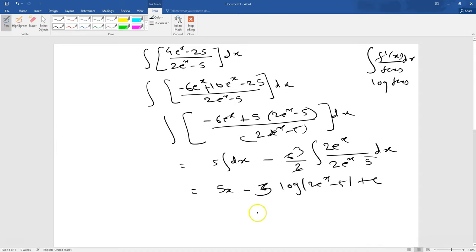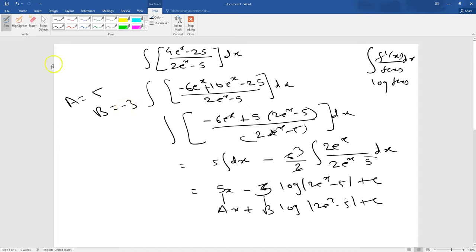Now they are saying the answer is ax plus b log 2 e raised to x minus 5 plus c. Now compare it. So a is 5 and b is minus 3. This is the correct answer.